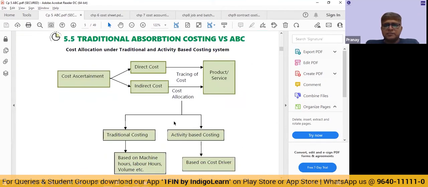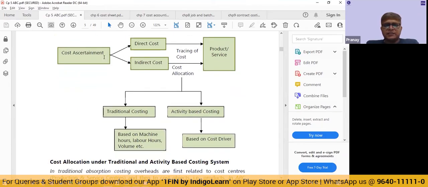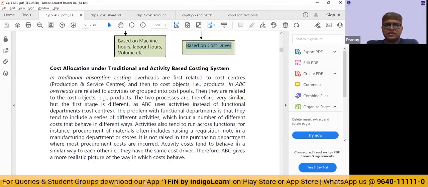So, this graphical illustration just summarizes. We have direct cost, indirect cost. Direct cost goes to the product or service directly. The indirect cost is usually going to go on the basis of some allocation. Under the traditional basis, we do it based on the machine hours. Under activity-based costing, we do it on the basis of activity-wise cost drivers.